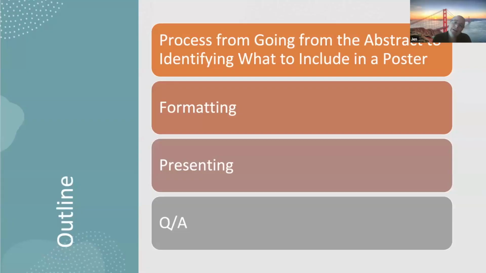All right, now next slide. The outline of what we're going to do. I'm going to begin the process of going from the abstract to identifying what to include in a poster. I'm going to pass the baton to Jeff, and he's going to cover formatting, who will pass the baton to Amber, who will cover presenting, and then we'll have some time for Q&A.